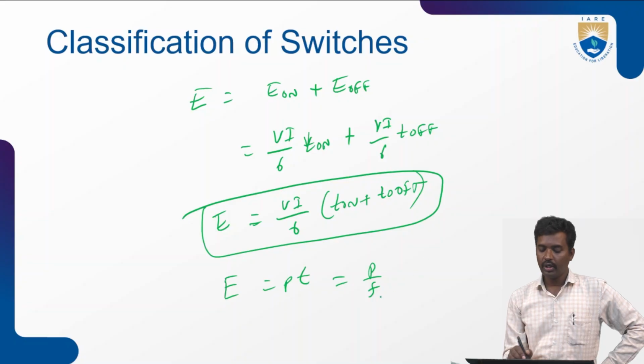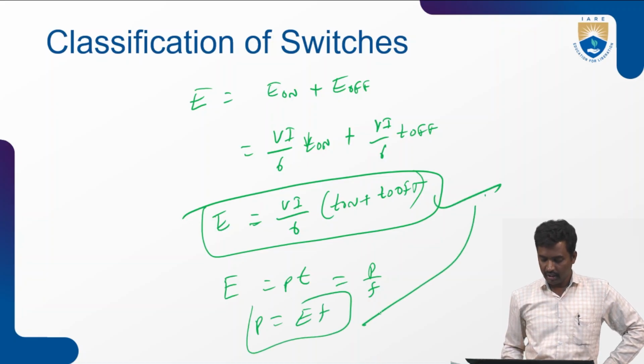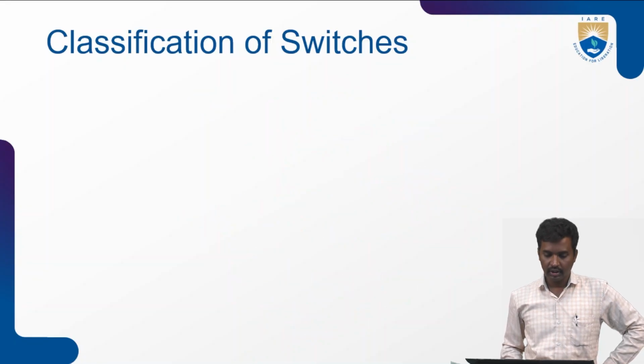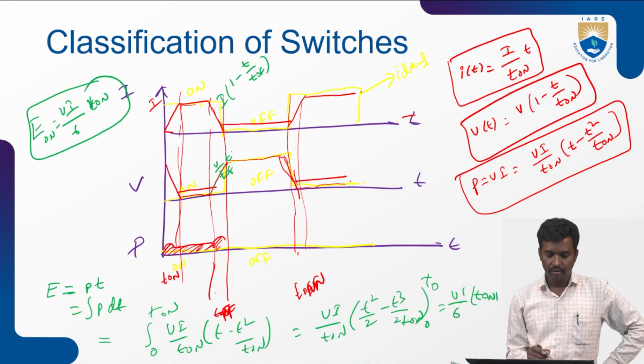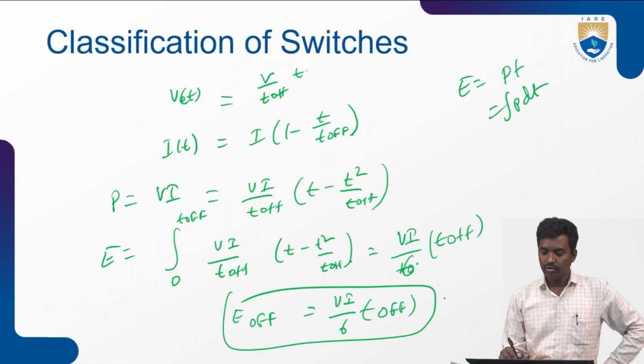So now power equals E into F. The E value is here, so substitute in this. So this is regarding energy loss during turn on and turn off. This is completely the switching loss.